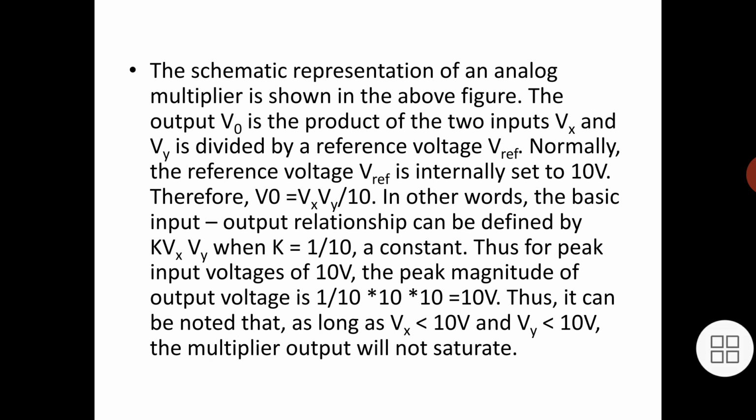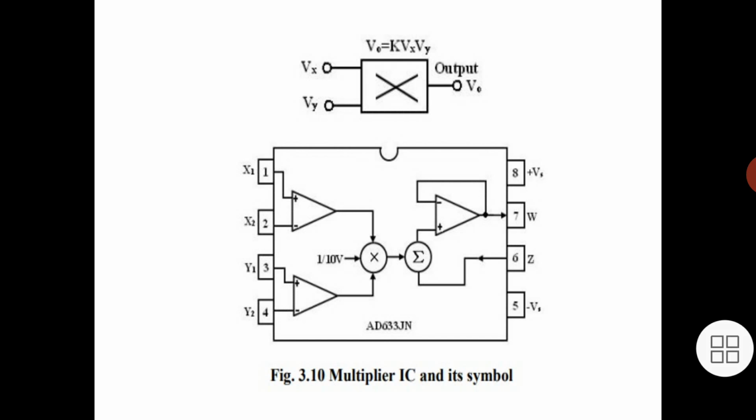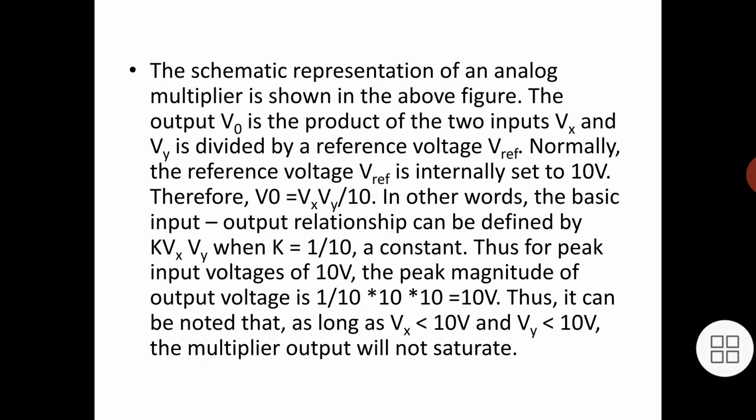The schematic symbol of an analog multiplier we have already seen in this slide, and the output V0 is the product of the two inputs Vx and Vy divided by a reference voltage V reference. Normally the reference voltage V reference is internally set to 10 volt. Therefore V0 is equal to Vx into Vy by 10. In other words, the basic input-output relationship can be defined by V0 is equal to K into Vx into Vy, where K is equal to 1 by 10, a constant.